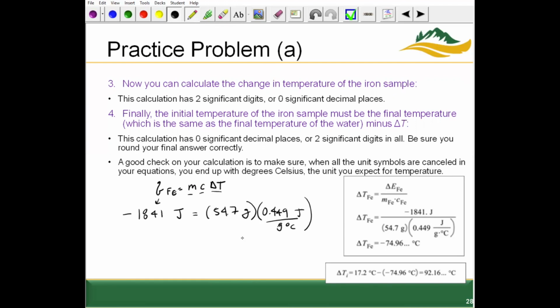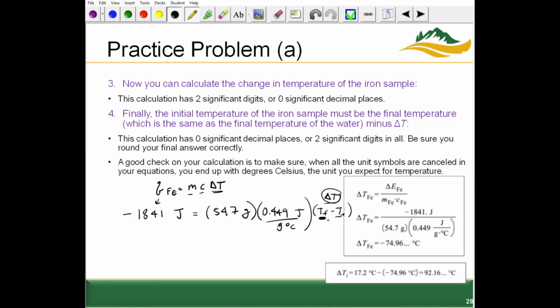Grams cancel out so far. We need to figure out what's in our delta T term. That is T final minus T initial. To keep it simple right now, we can just say delta T so far, then we'll come back and figure out, do we know the final temperature, which we do, right? It's the final temperature of water. The final temperature of iron and the final temperature of water are the same.